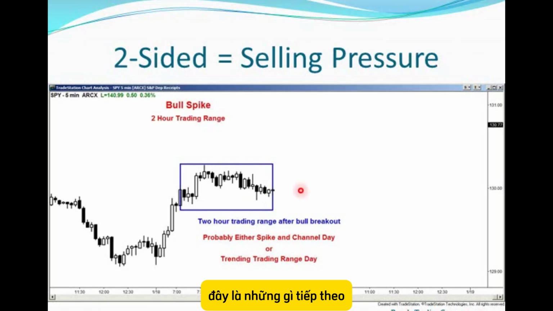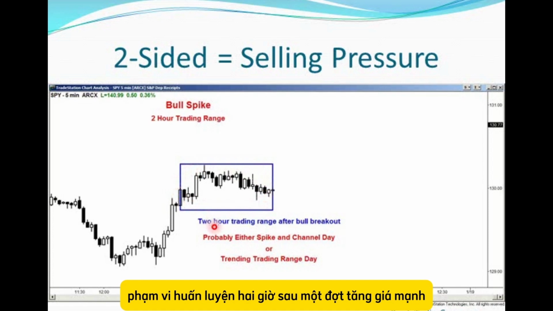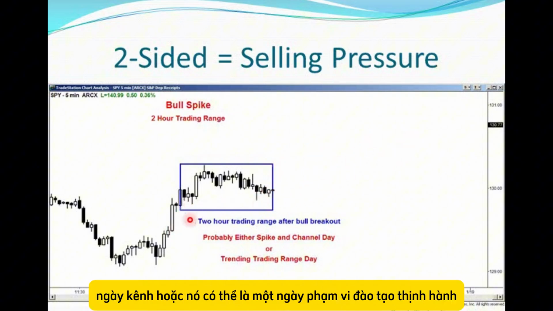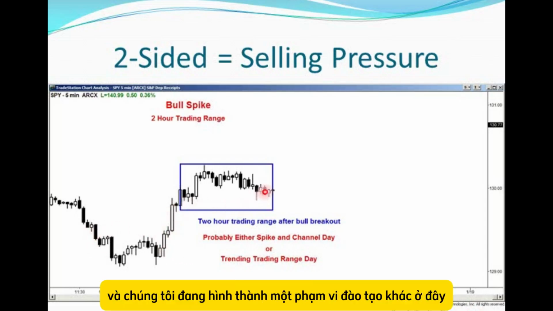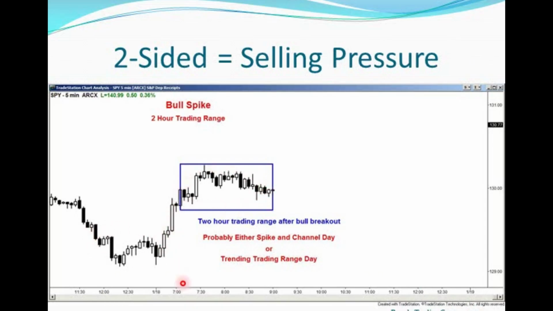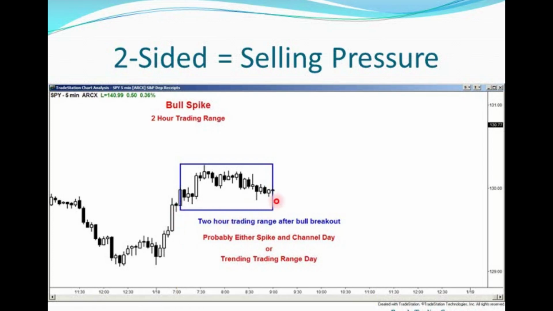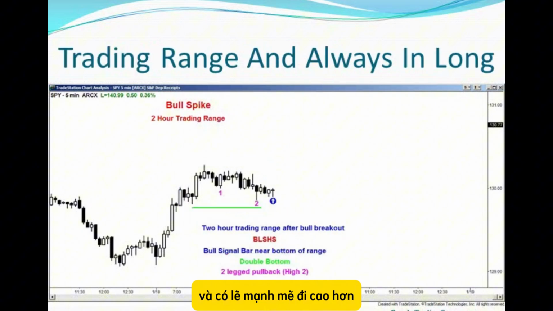This is what followed. We've been in a trading range for about 20 bars, a 2-hour trading range, after a strong bull breakout. And it's probably either going to be a spike and bull channel day, or it may be a trending trading range day. We had our trading range here, a breakout, and we're forming another trading range here. This breakout is strong enough so that I think it favors more up. I think the market's always in long and probably strong to go higher.